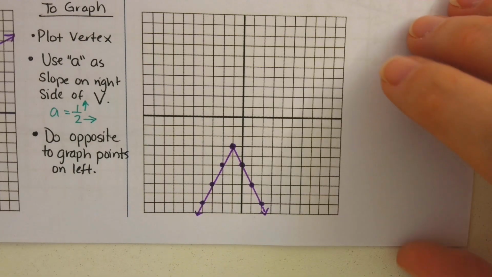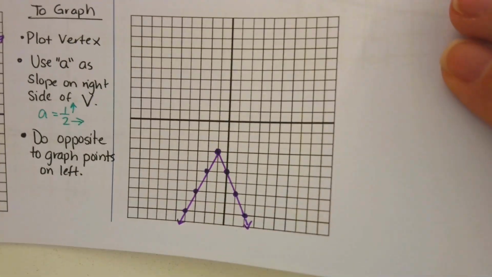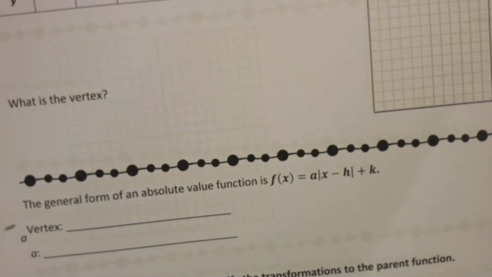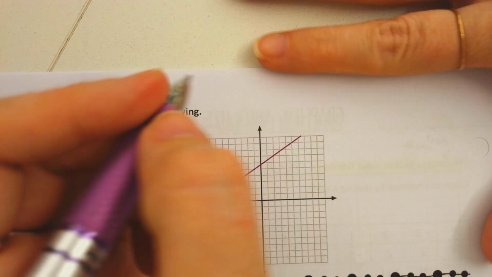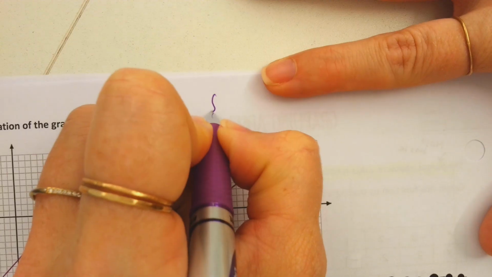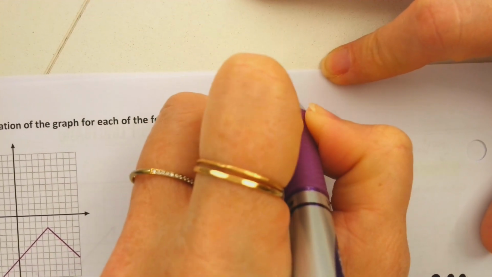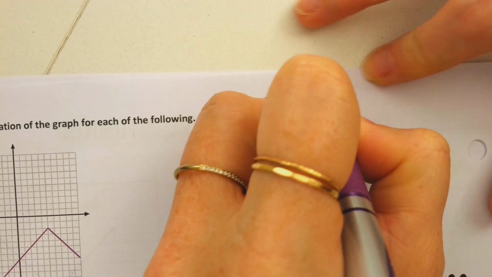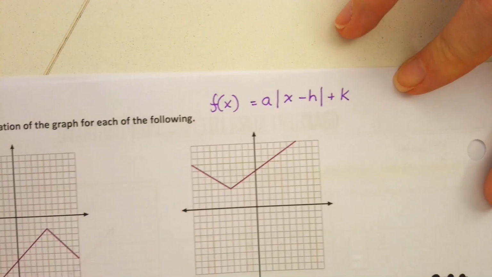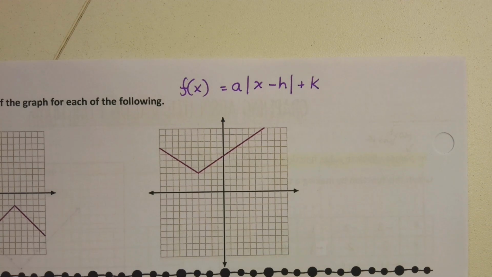All right, we're going to go backwards on the back side. We have the graph already on the back. We want to write the equation for it. I'm going to just write that form over here so you don't have to keep flipping your paper over back and forth. F of x equals A times the absolute value of x minus h plus k, which remember HK is the vertex and then A is kind of like the slope on the right side of your graph.